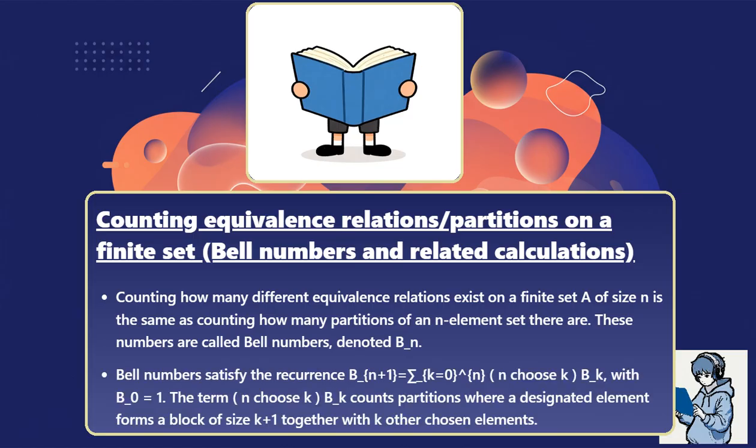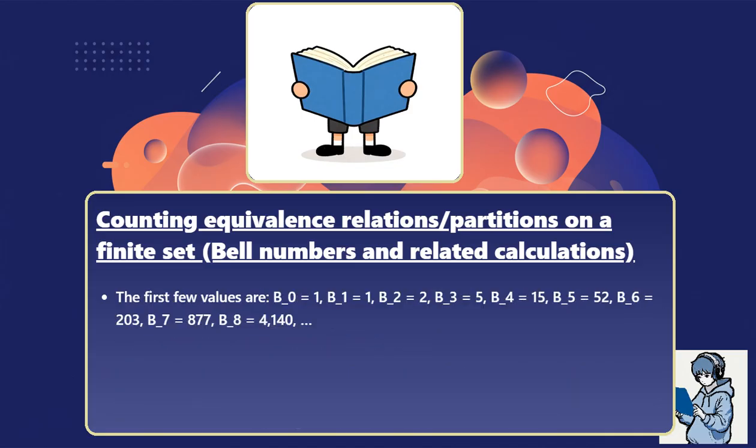Bell numbers satisfy the recurrence B sub n+1 equals the sum from k equals 0 to n of n choose k times B sub k, with B sub 0 equals 1. The term n choose k times B sub k counts partitions where a designated element forms a block of size k plus 1 together with k other chosen elements. The first few values are B sub 0 equals 1, B sub 1 equals 1, B sub 2 equals 2, B sub 3 equals 5, B sub 4 equals 15, B sub 5 equals 52, B sub 6 equals 203, B sub 7 equals 877, B sub 8 equals 4140, and so on.